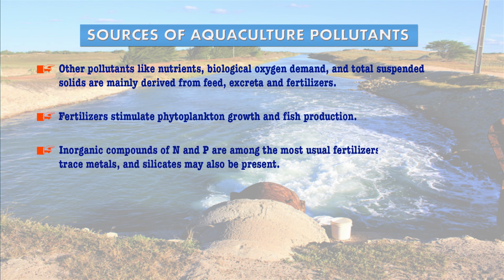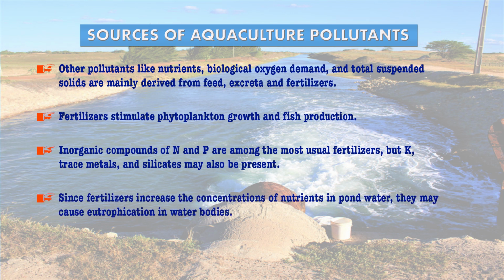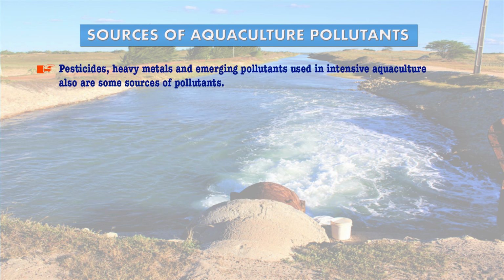In the same way, inorganic compounds of nitrogen and phosphorus are also among the usual fertilizers, but potassium, trace metals and silicates may also be present. Now, since fertilizers increase the concentration of nutrients in the pond water, they may also cause eutrophication in the water bodies. Then we also have pesticides, heavy metals and emerging pollutants. All this is used in intensive aquaculture and they are some of the sources of pollutants.